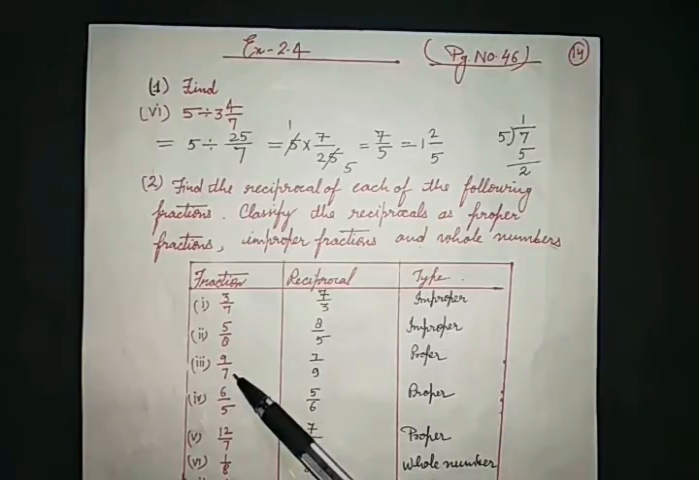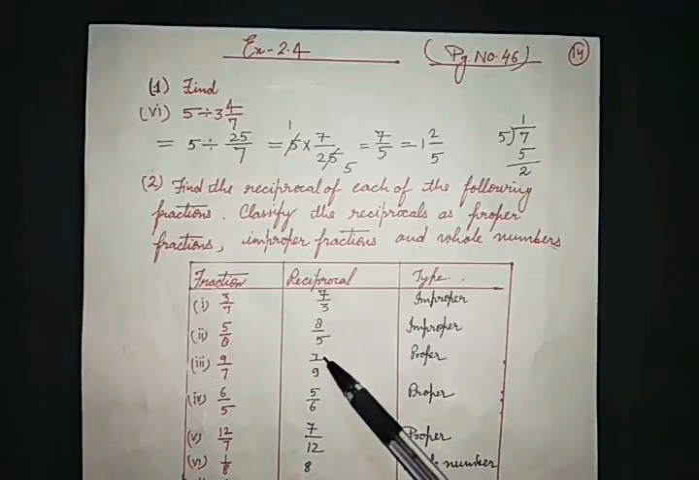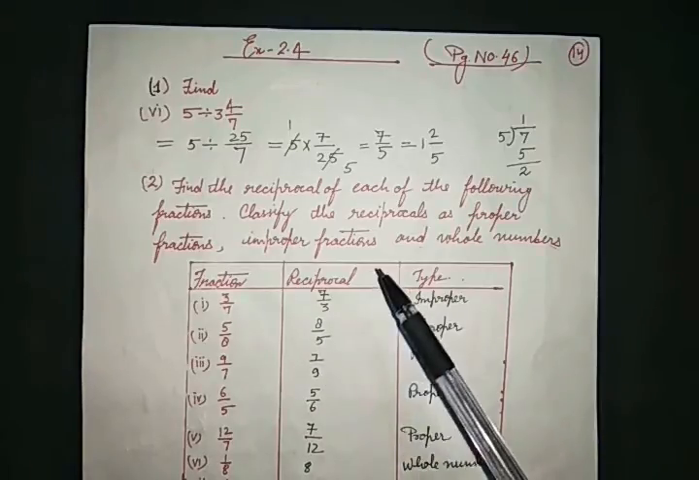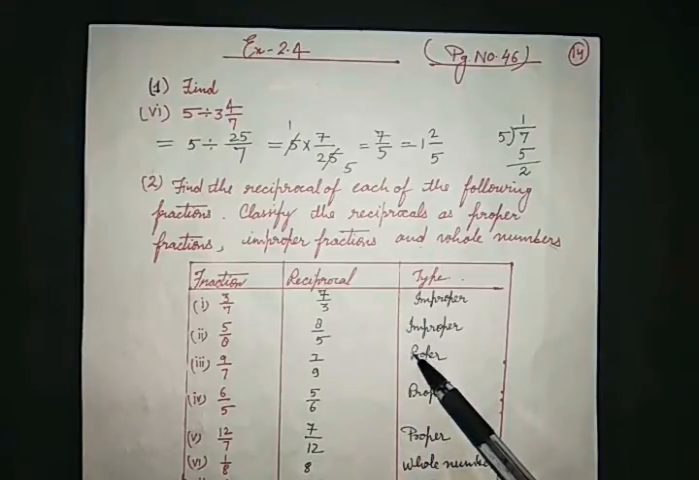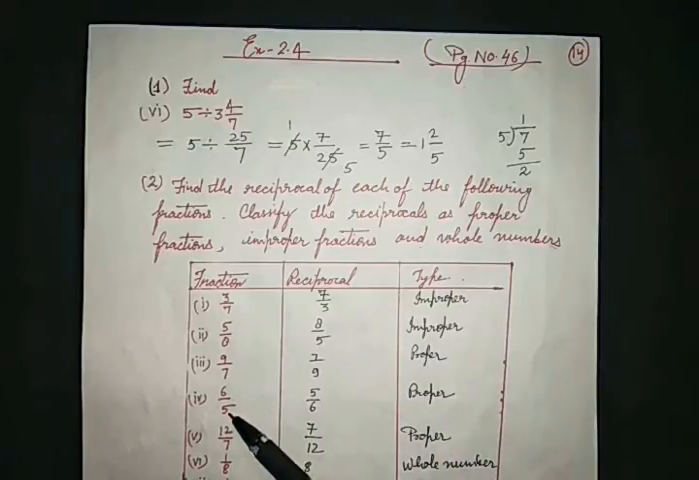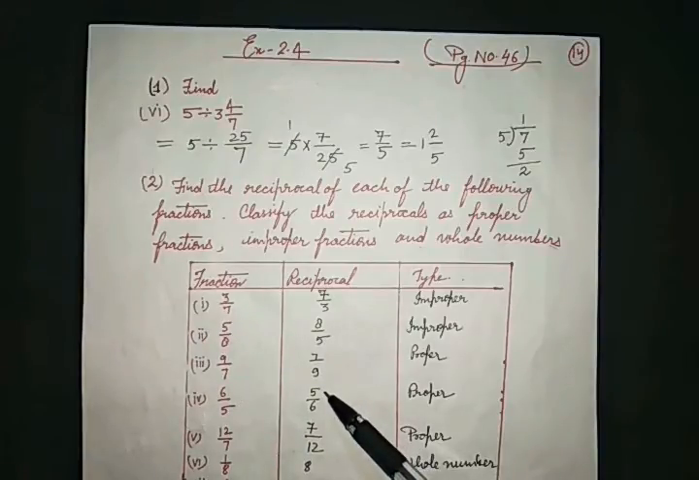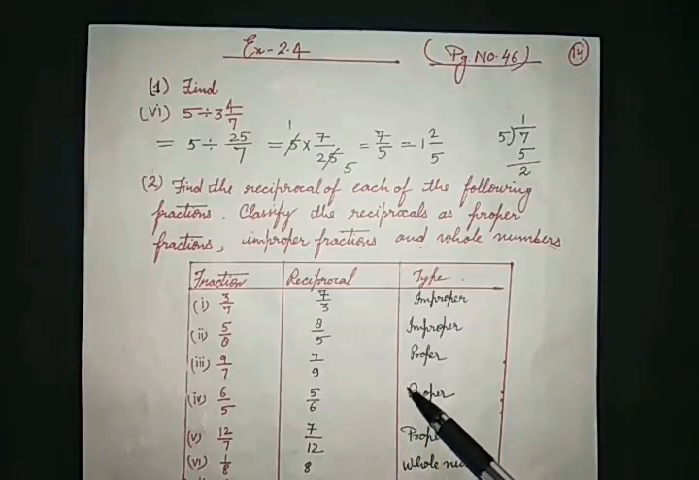In the third one, the fraction is 9 upon 7. Reciprocal of 9 upon 7 is 7 upon 9. Here the numerator is smaller than the denominator. So which type of fraction is this? Proper fraction. And in the fourth part, 6 upon 5. Reciprocal of 6 upon 5 is 5 upon 6, and it is a proper fraction.